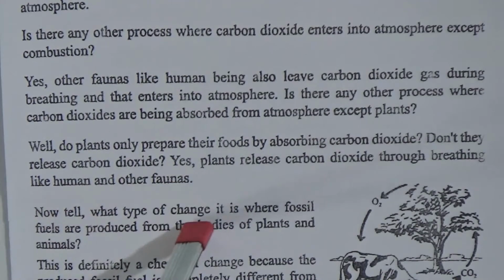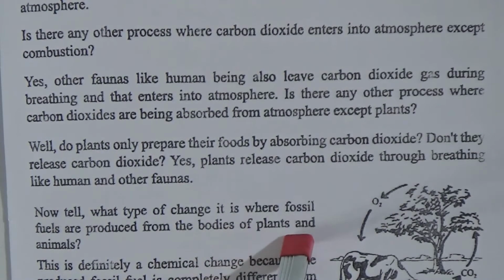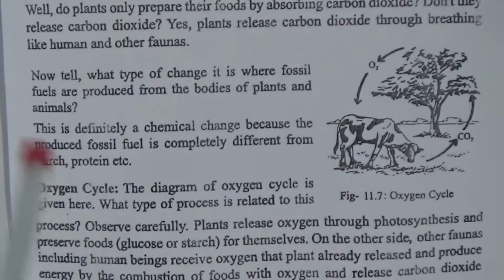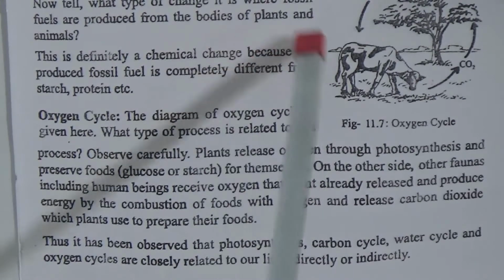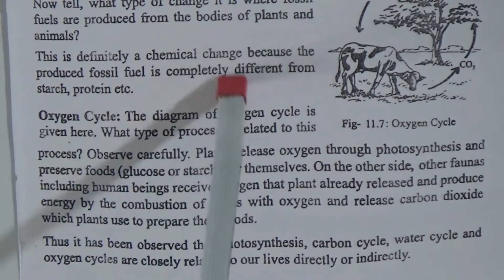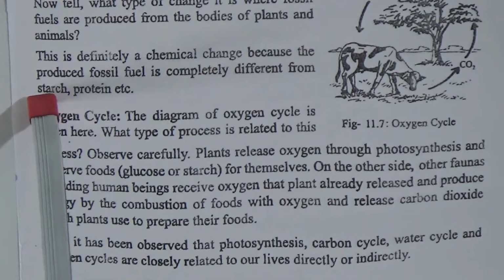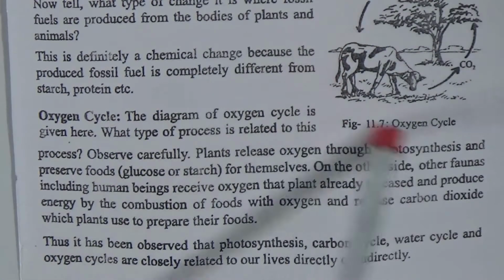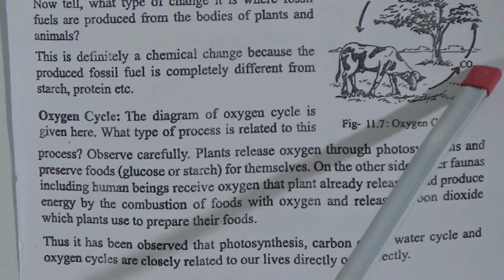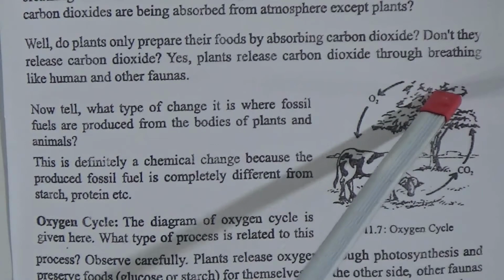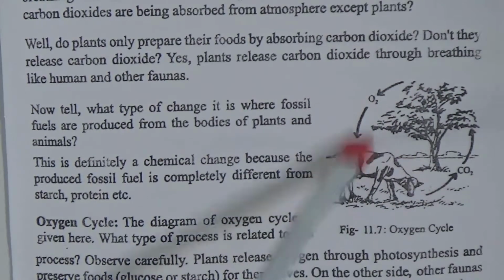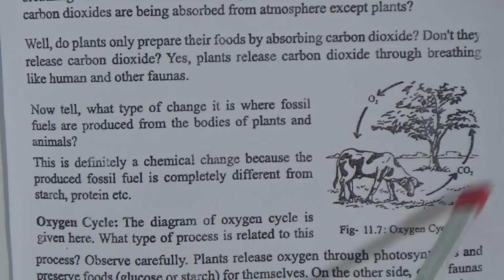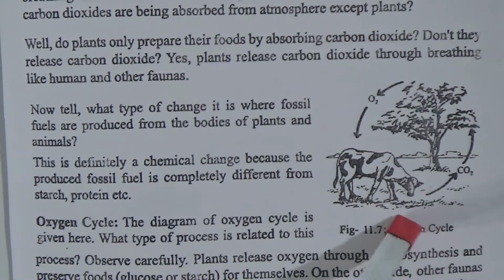Now tell what type of change it is where fossil fuel is produced from the bodies of plants and animals. This is definitely a chemical change because the produced fossil fuel is completely different from starch and protein, etc. Oxygen cycle. Now, the oxygen cycle, you can see here is a figure. We can see here plants take carbon dioxide and release oxygen, and animals take oxygen and release carbon dioxide in a cyclic way. The diagram of the oxygen cycle is given here.